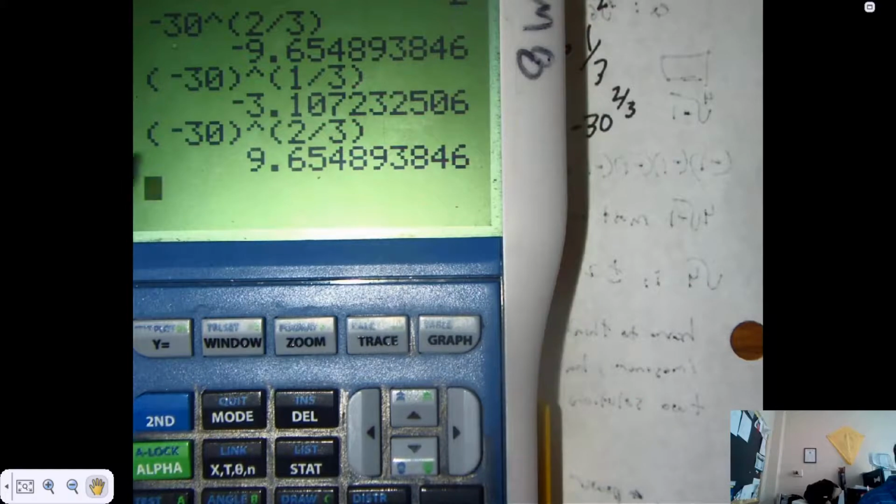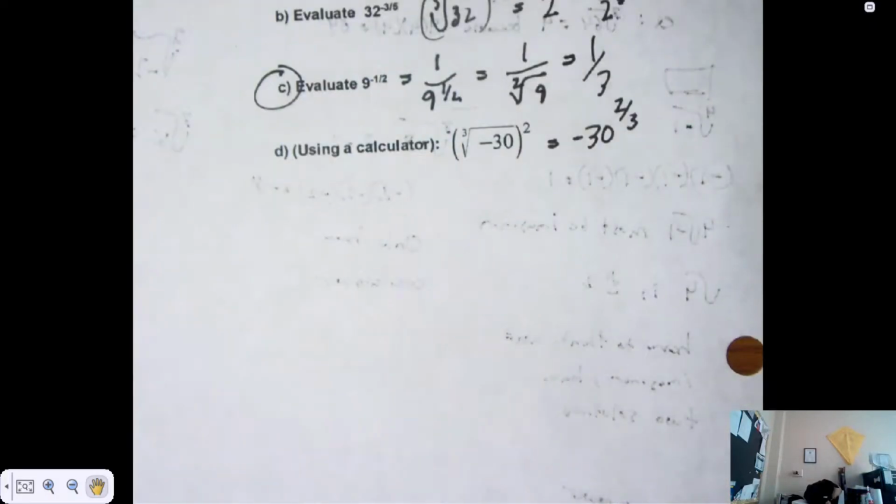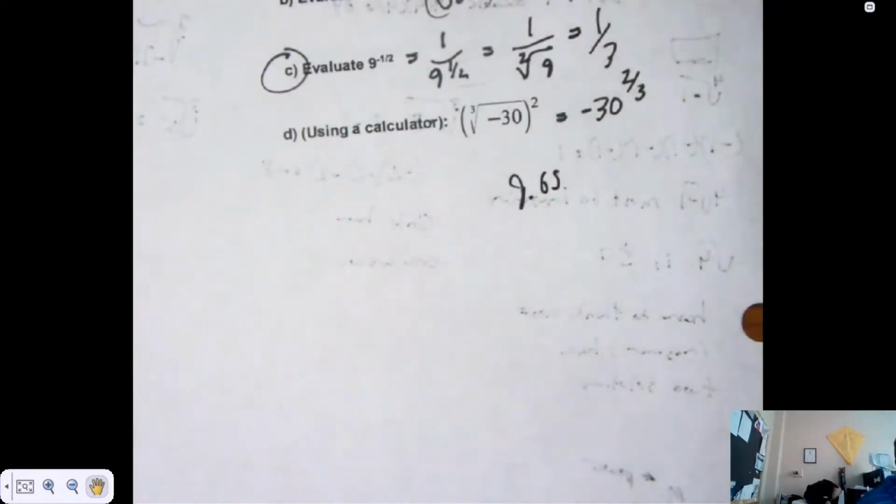Wrap negatives, kids, like I've been telling you in the quadratic formula. Wrap negatives. You should be getting 9.65 if you're playing along. 9.65. Good. We're down to the solving section.